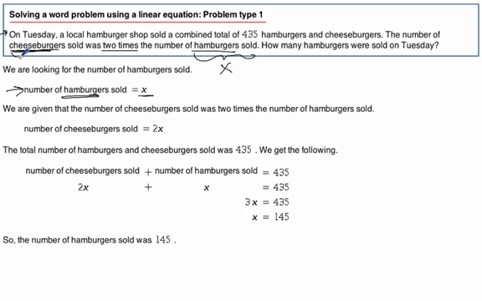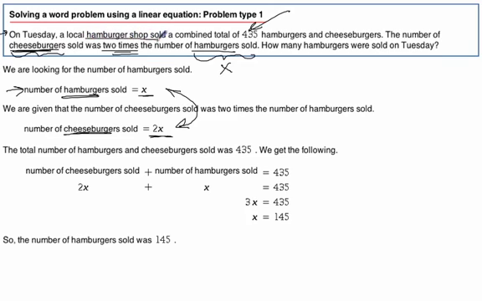What about cheeseburgers? What do we know about that? Well, the cheeseburgers is equal to 2 times the hamburgers. So that would make cheeseburgers 2 times x. Right? So now we have variables for the two different things that are sold. And our very first sentence tells us some key information.